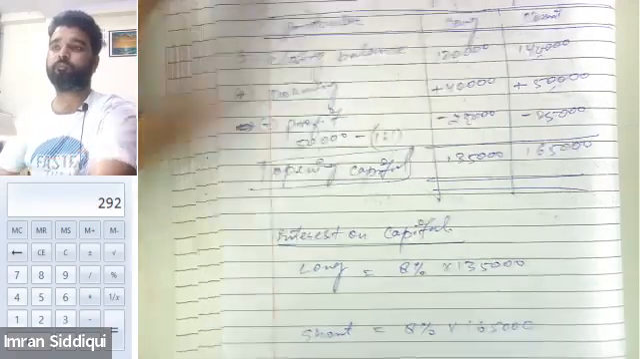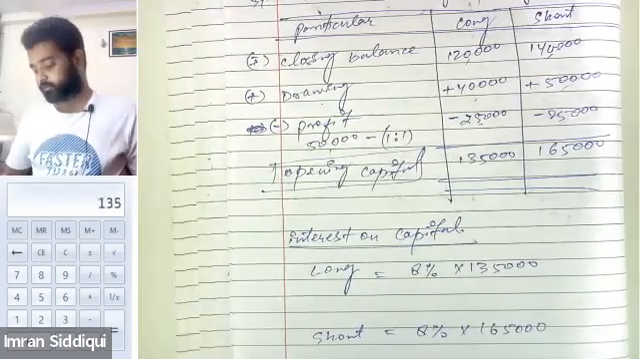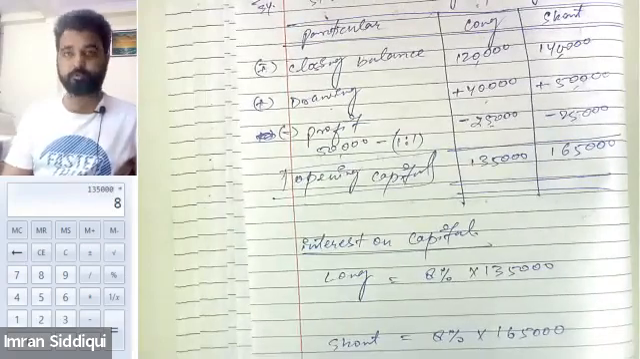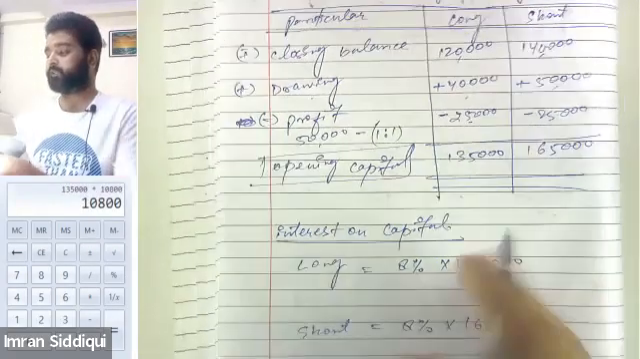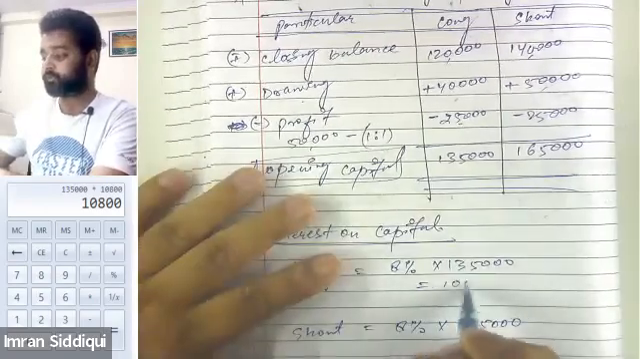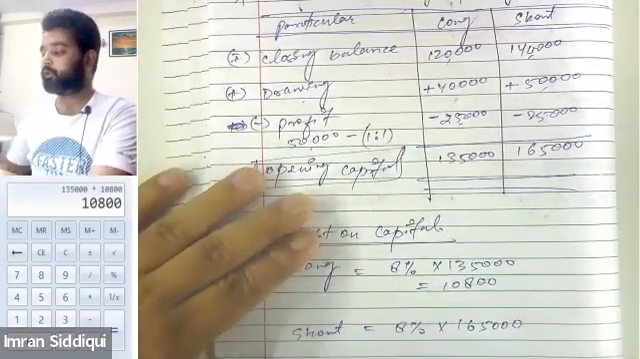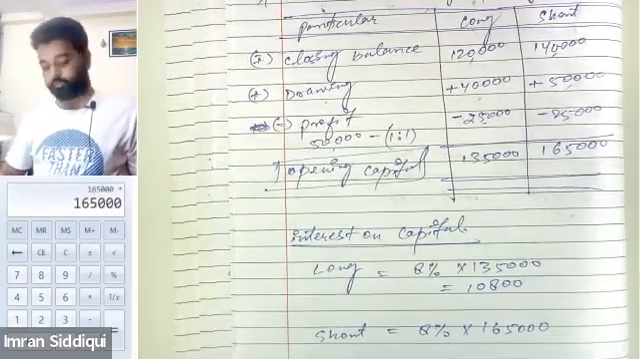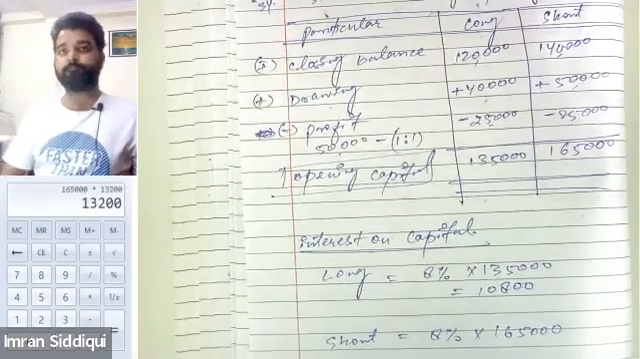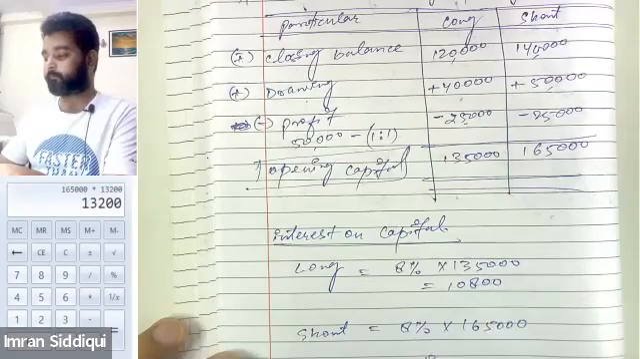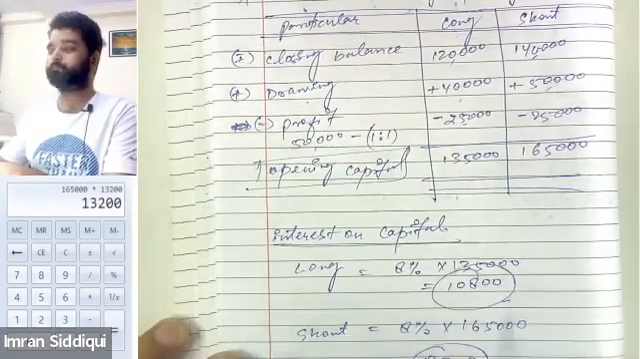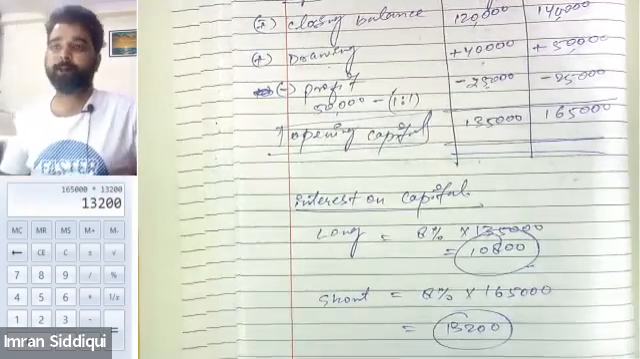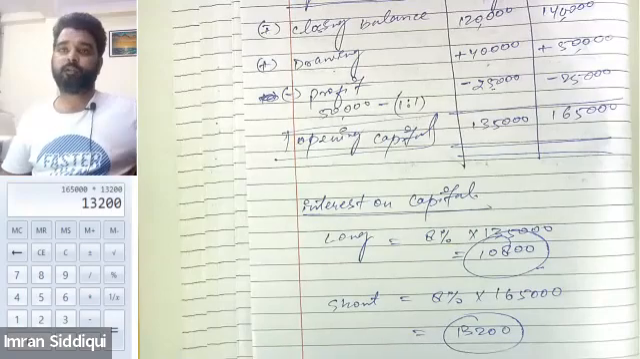So 8% of 1,35,000 will be how much? 1,35,000 into 8%, this will be 10,800. And 8% of 1,65,000, 1,65,000 into 8%, it will be 13,200. Is this clear? Yes, sir. Is this clear to everyone?